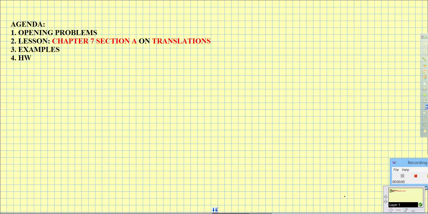Hi everyone, we're starting video 13, and we're going to start looking at different types of transformations. The first transformation we'll look at is translations, or moving our graphs up and down, left and right. So up along the y-axis vertically, or along the x-axis horizontally.